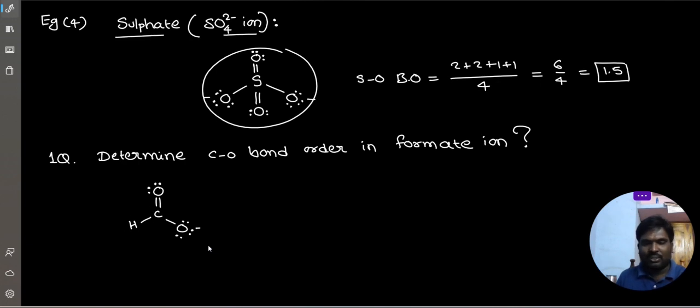Two COs we need to consider. CH need not be included, because here they are asking CO. So surrounding bonds means here we take 2 plus 1, which is 3, divided by these two atoms. 3 by 2 is 1.5. Understood or not? Otherwise, we can also write the resonance forms and determine the CO bond order from them. How many resonance forms are possible here? Only 2 resonance forms are possible.